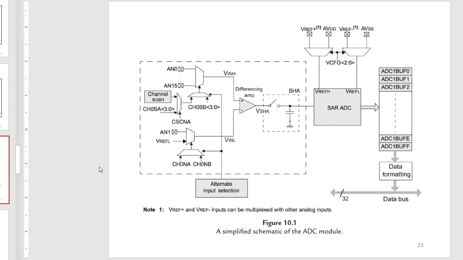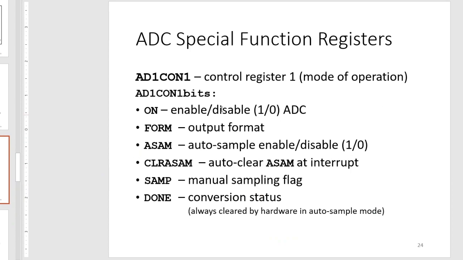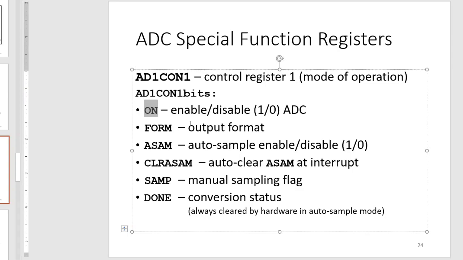So now I'm just gonna enumerate the special function registers of the ADC. We have three. The first control register usually is concerned with the mode of operation of the ADC. So we have the ON bit, as with any other module, the FORM bits, and the auto sample enable or disable bit. We set this bit whenever we want our ADC to start sampling automatically.